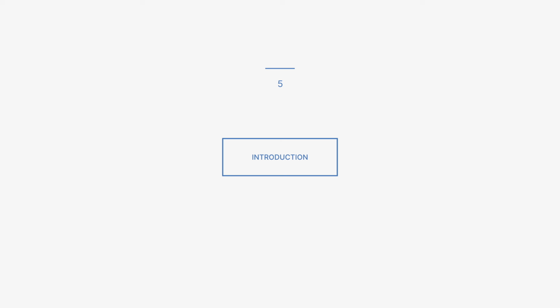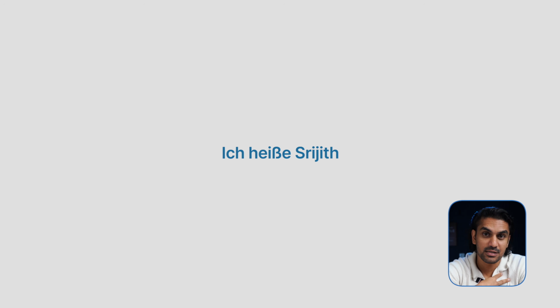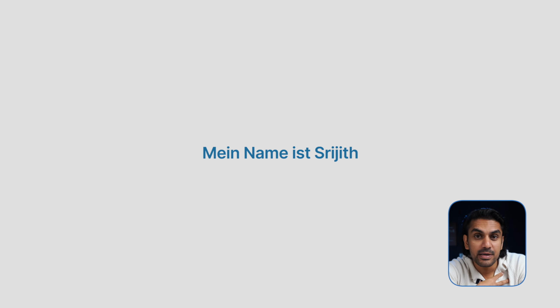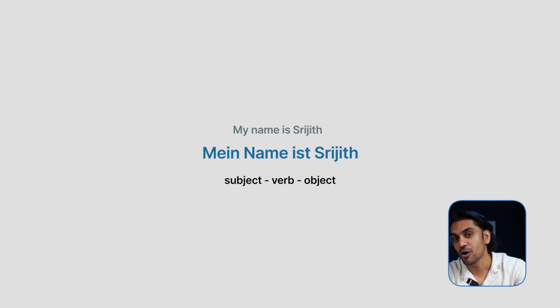Alright. We have learned enough to move a little further from just saying hello. Now, let's actually address people and introduce ourselves in German. This is where things start getting fun. To introduce yourself, you can say, Ich heiße Srijit. I am called Srijit. Or you can also say, Mein Name ist Srijit. My name is Srijit. Again, notice the same structure. Subject, verb, and object.